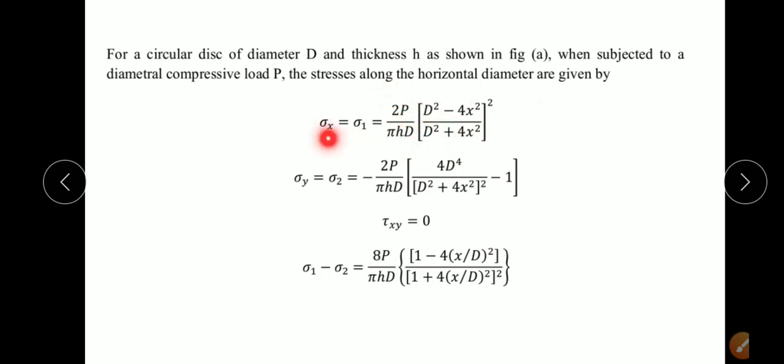Okay, this is sigma x, the stress in the x direction, taken as sigma 1, and this will be taken as 2P by pi h D into (D square minus 4x square) divided by (D square plus 4x square) whole square.